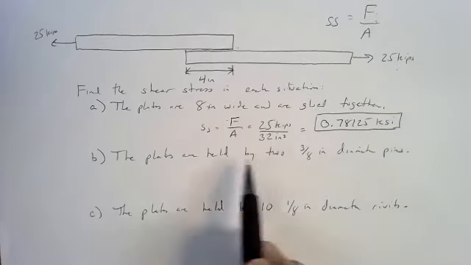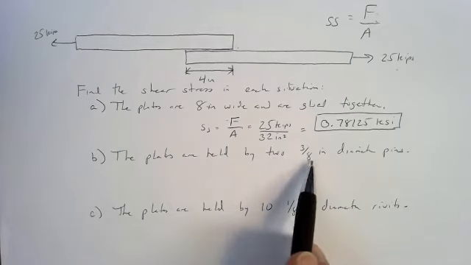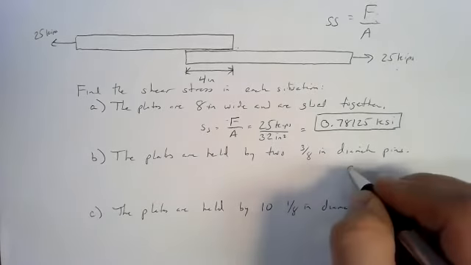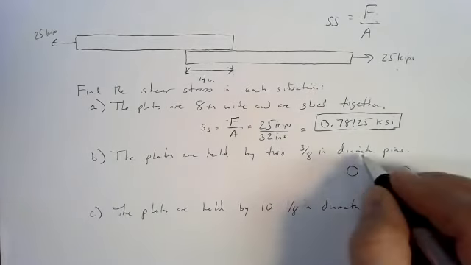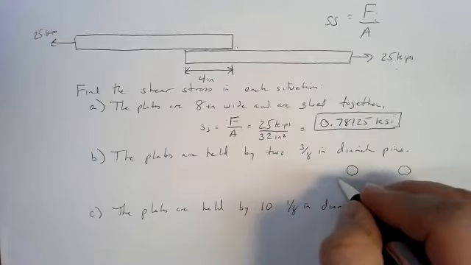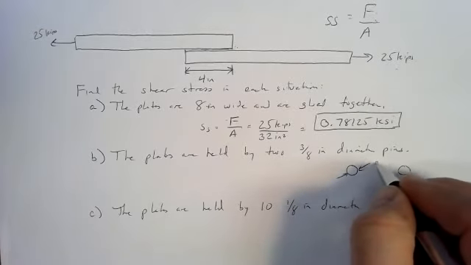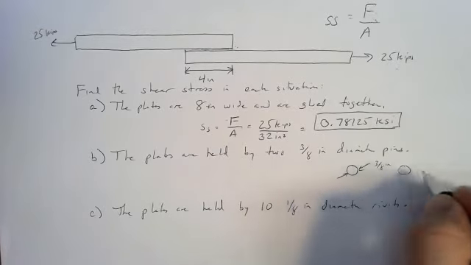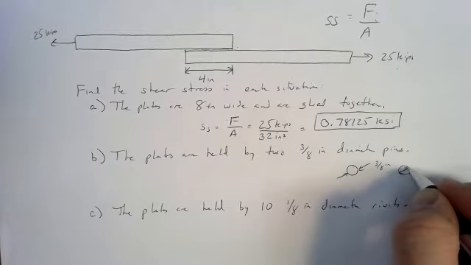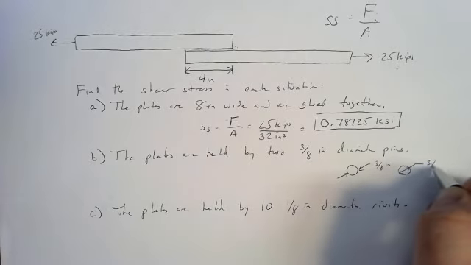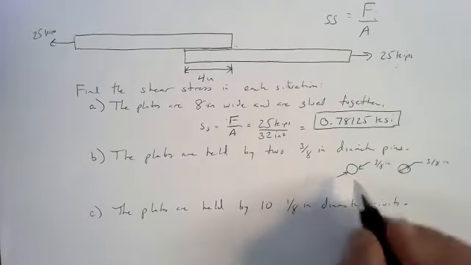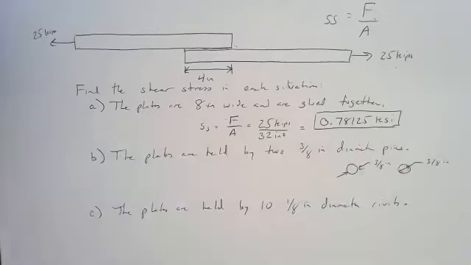In the second problem, we have the plates held together by two 3/8 inch diameter pins. So we've got two pins. We know they're circular because they say it's diameter, and each one is 3/8 of an inch in diameter. So best practice when you've got multiple things that you need to find the area of, they're all the same, find the area of one and then multiply by the number you've got.